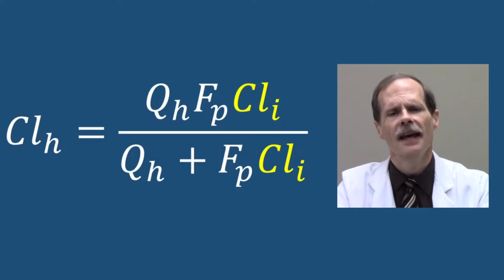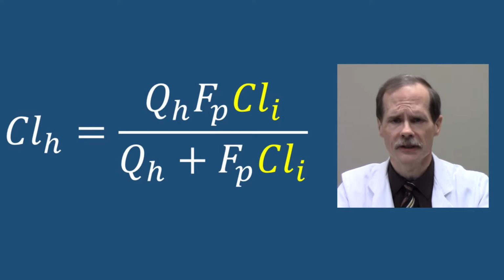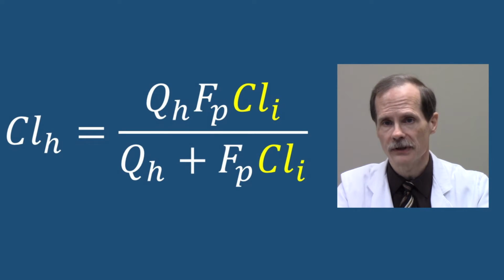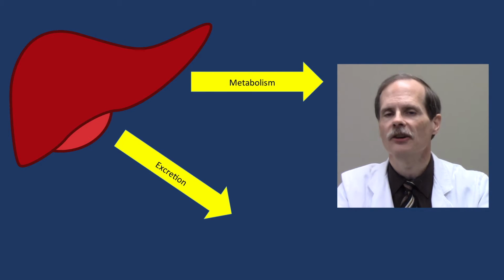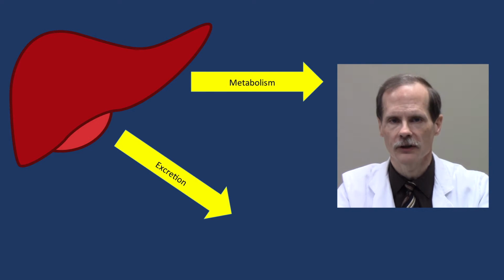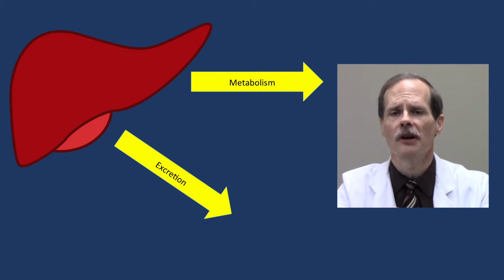Let's look into more factors that affect how quickly the liver can clear drug from the body using the well-stirred model. This time we're going to look at intrinsic clearance. In the well-stirred equation, intrinsic clearance is represented by Cl sub I. Intrinsic clearance is dependent on the rate of metabolism of drug molecules and by excretion of drug in the bile. However, before either of these processes can take place, the drug molecule has to first get into the hepatocytes.